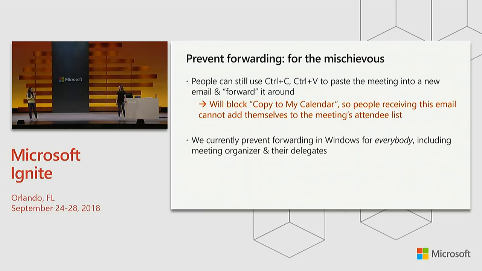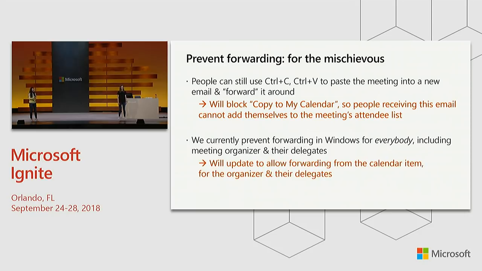The other piece is that we currently prevent forwarding in Windows for everybody. Even if you're the organizer or the delegate of the organizer, we say nope, this meeting can't be forwarded, and you also cannot forward it. We've been asking them to open the meeting and add an attendee, but it turns out people love forwarding as a quick way to add attendees. So we're going to be updating to allow forwarding from the calendar item if you're the organizer or a delegate or editor on the organizer's calendar. Those are just two small notes, but in general, the feature is available. Please try it out in Web and Windows and let us know what you think.